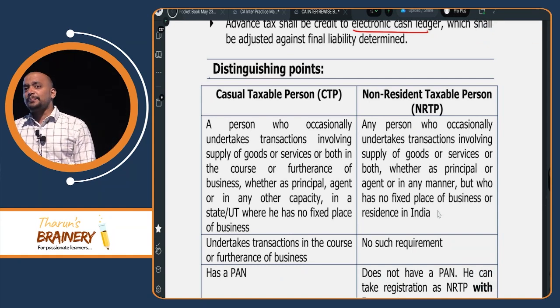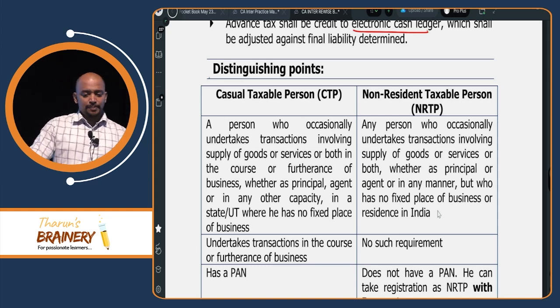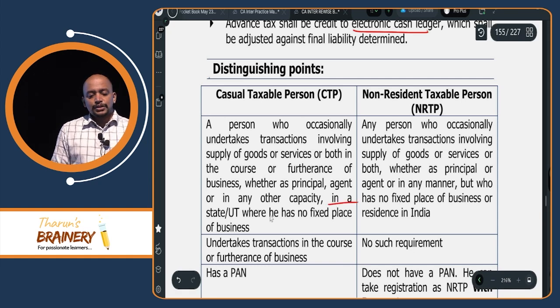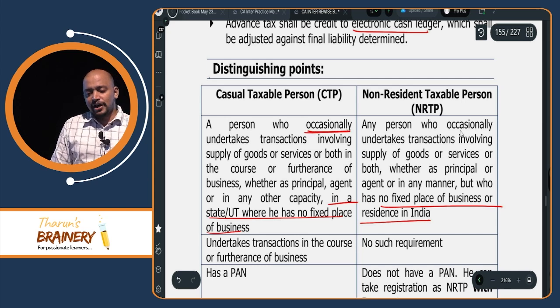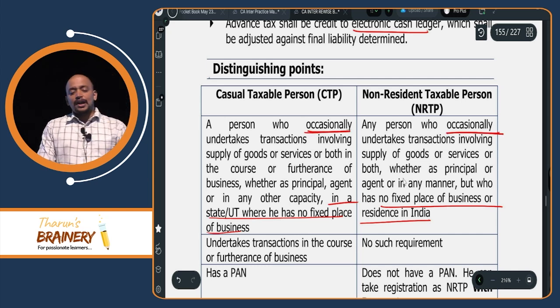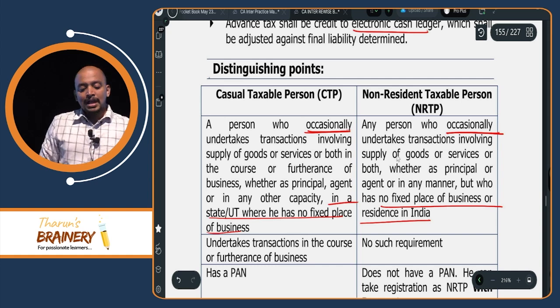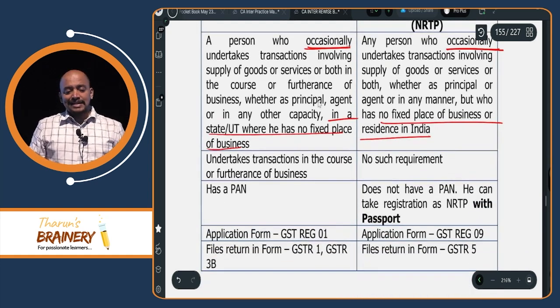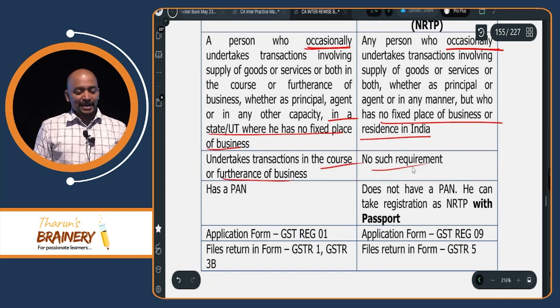Then distinguishing points between CTP and NRTP. So what is the difference? CTP will come from other state to this state and is not having any physical place of business in the state, correct? So in a state or union territory where you don't have physical place of business. But NRTP, outside India to India where he don't have physical place of business or residence in India. And both should be coming to the state or India on an occasional basis. If they are regularly coming, they will not be called as CTP. NRTP means they need to get a normal registration. And CTP should do the business in the course, that is, should undertake transaction in the course or furtherance of business. But NRTP, no such requirement.